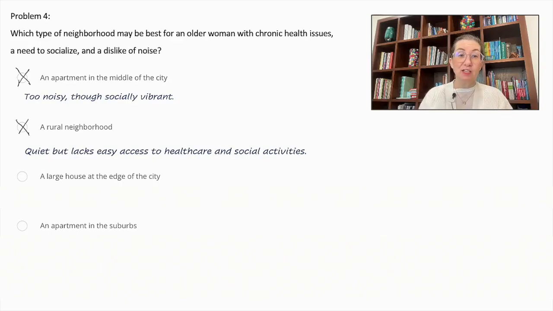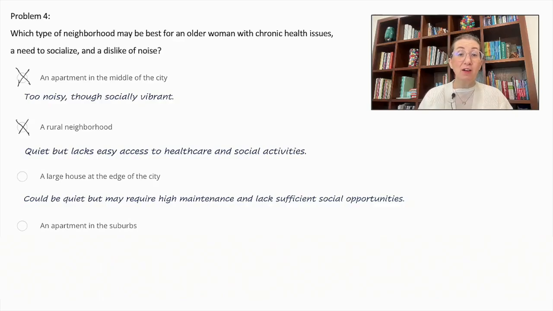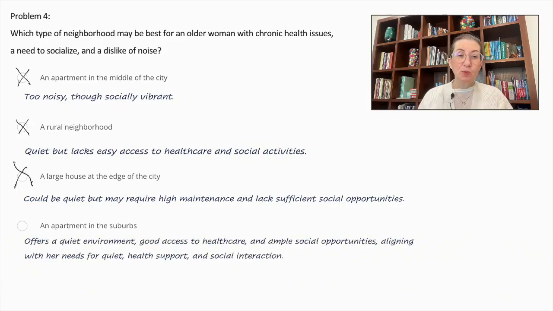A large house at the edge of the city. This would be quiet, probably, but it may require high maintenance and lack sufficient social opportunities, making it incorrect. An apartment in the suburbs. This would offer a quiet environment, good access to healthcare, and ample social opportunities, aligning with her needs for quiet, health support, and social interactions. Thus, a suburban apartment provides the ideal balance of quiet, accessibility, and social opportunities.